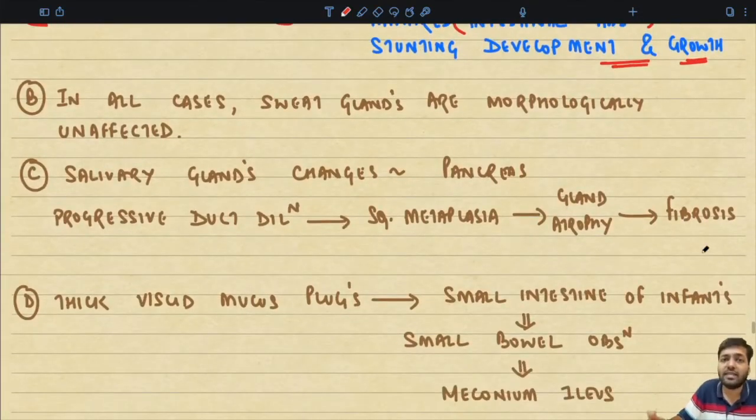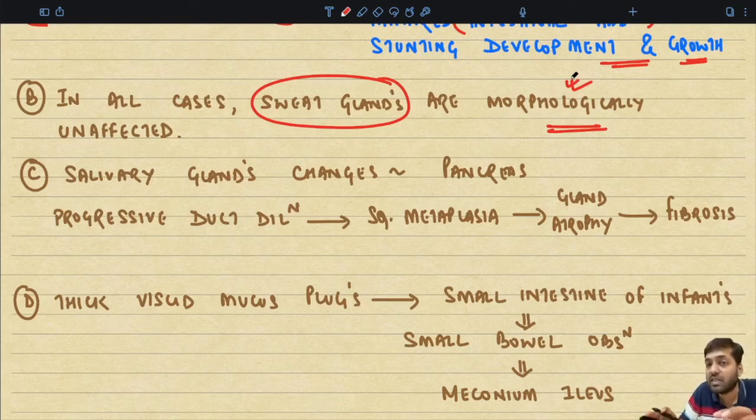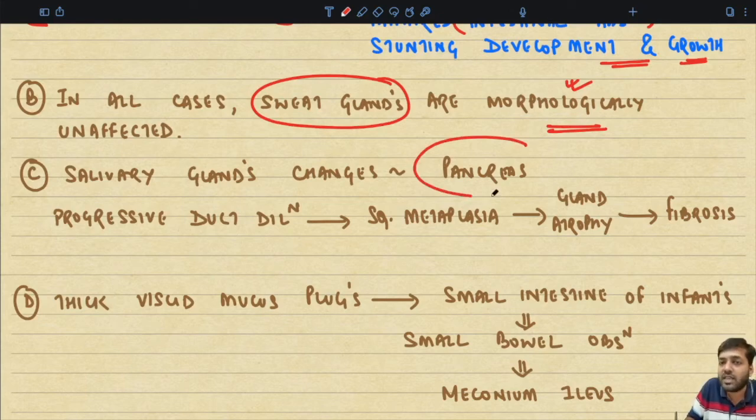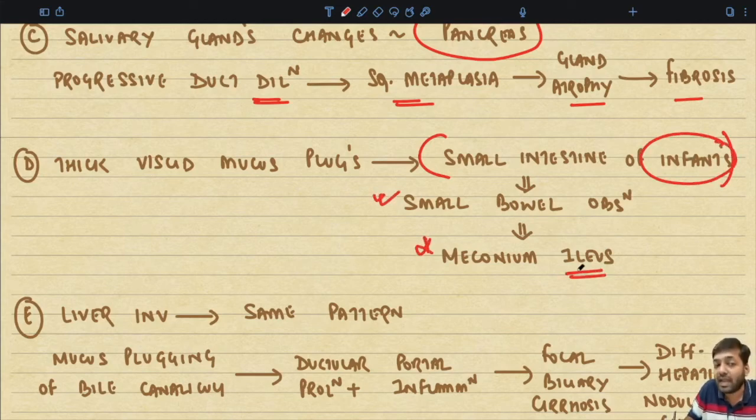Now, in all the cases, remember, the sweat ducts are morphologically unaffected. Sweat ducts are the only exocrine glands that are morphologically unaffected. They don't show any kind of destructive change. Salivary glands will show the same change as the pancreas: progressive dilatation, squamous metaplasia, atrophy, fibrosis. Thick viscous mucus plugs in the small intestine of infants can lead to small bowel obstruction, leading to what is called meconium ileus.